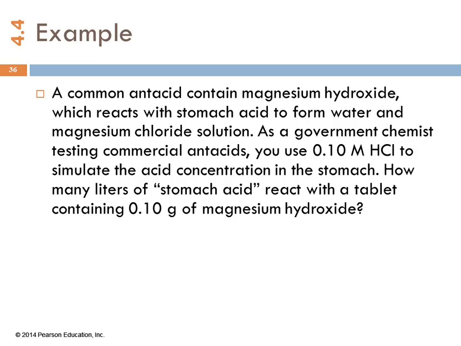Let's do an example. A common antacid contains magnesium hydroxide, which reacts with stomach acid to form water and magnesium chloride solution. As a government chemist testing commercial antacids, you use 0.10 molar HCl to simulate the acid concentration in the stomach. How many liters of stomach acid react with a tablet containing 0.10 grams of magnesium hydroxide?